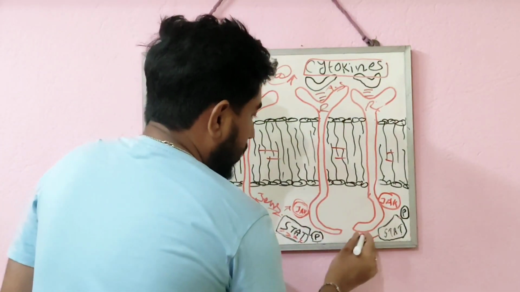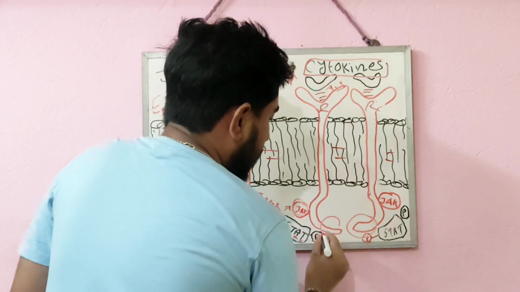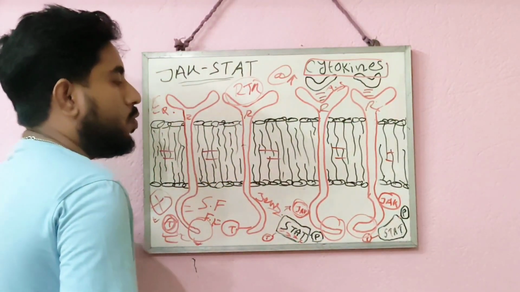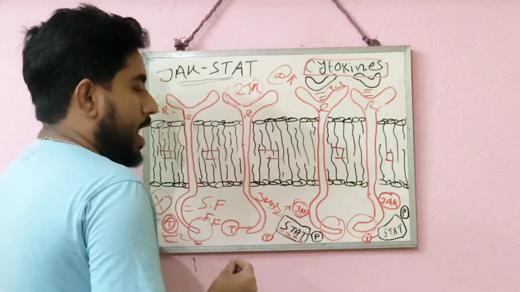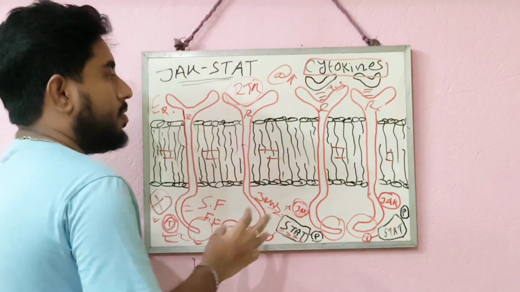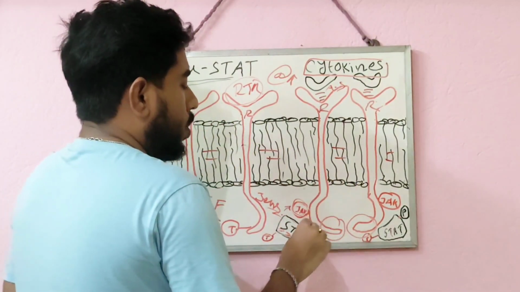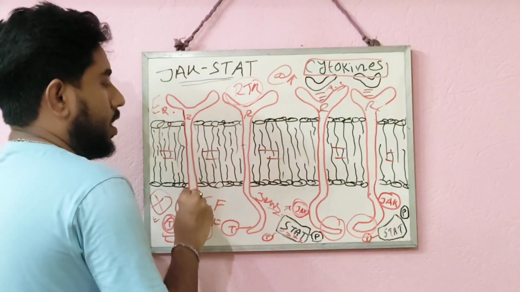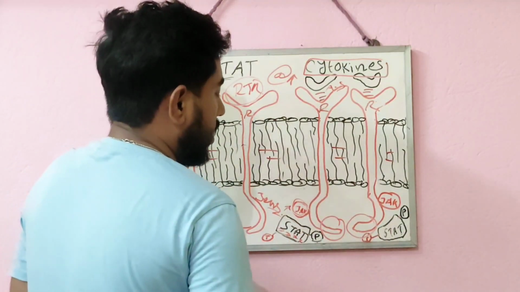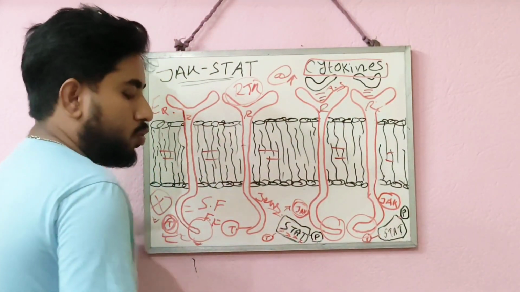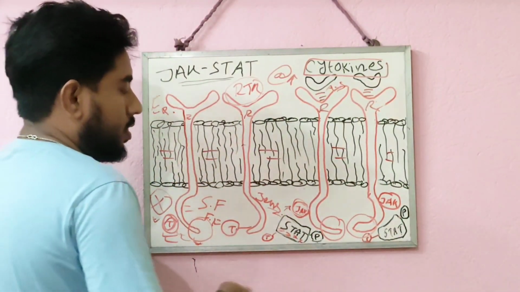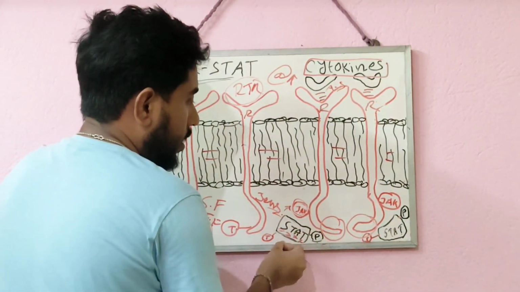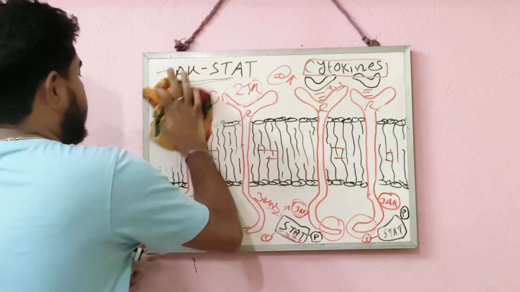The same thing will happen in this receptor. Like in the enzyme linked receptor, I told you two receptors present nearby will work together and help each other, and they will help the whole receptor show its action. Same here also, in Jak-Stat, two receptors will help each other to show the overall action of the receptor. So now I will discuss what is going to happen after binding with Jak and Stat.